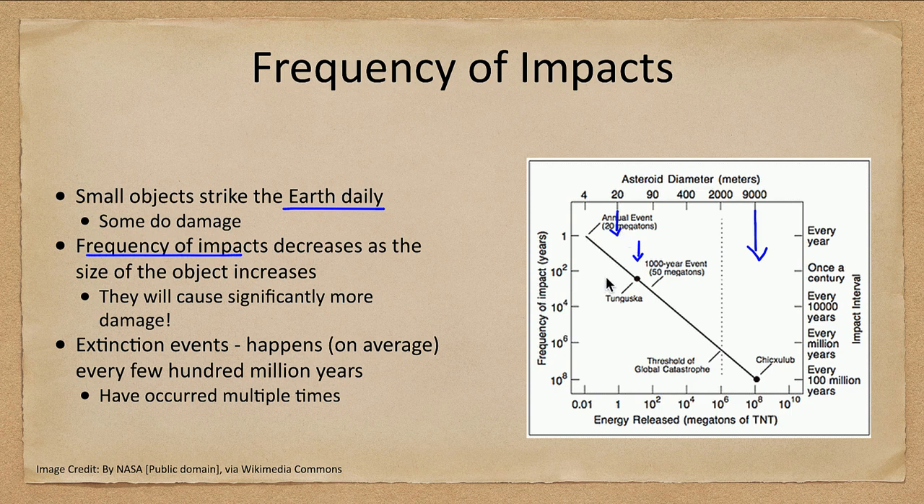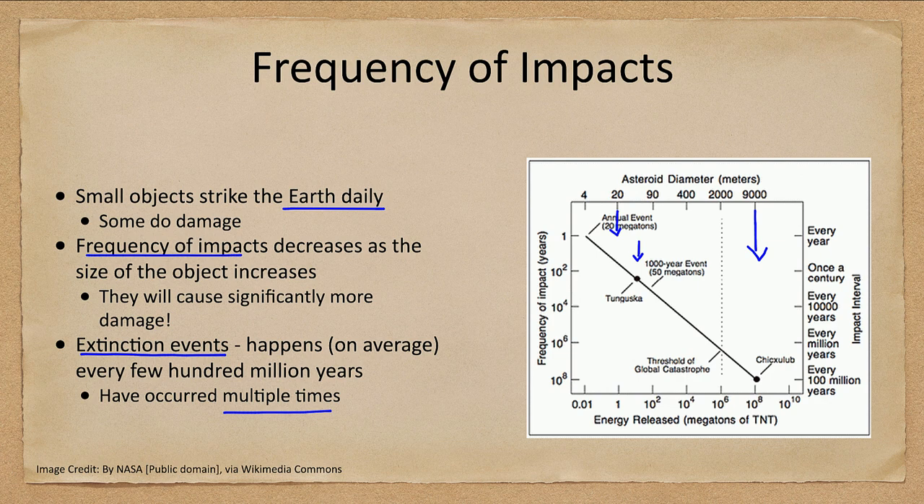And this shows you about how often these occur. So something that's about 20 meters occurs, you know, every few decades. Tunguska is a century, or maybe every couple centuries. Something like the one that caused the extinction of the dinosaurs, we're talking every 100 million years. But those are the ones that can have significant global events. Those are what we call the extinction level events. And these have occurred multiple times in the past.